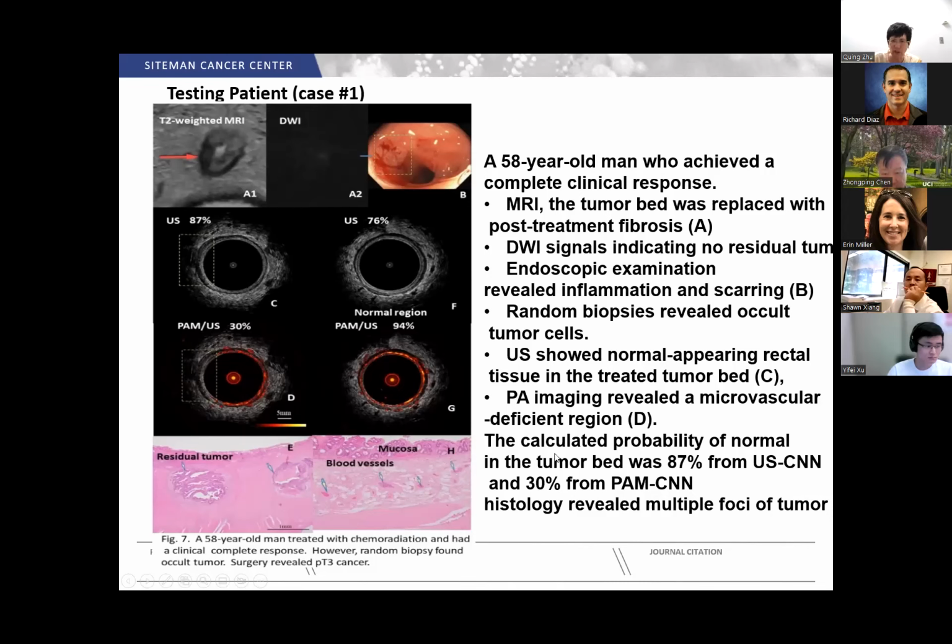And this one turned out to be residual tumor with many foci of tumor. And this is a normal region. We use normal as the comparison, and the normal region showed a very high probability of normal. So this is a good, successful story for photoacoustic imaging combined with a neural net, and we can actually predict the response.